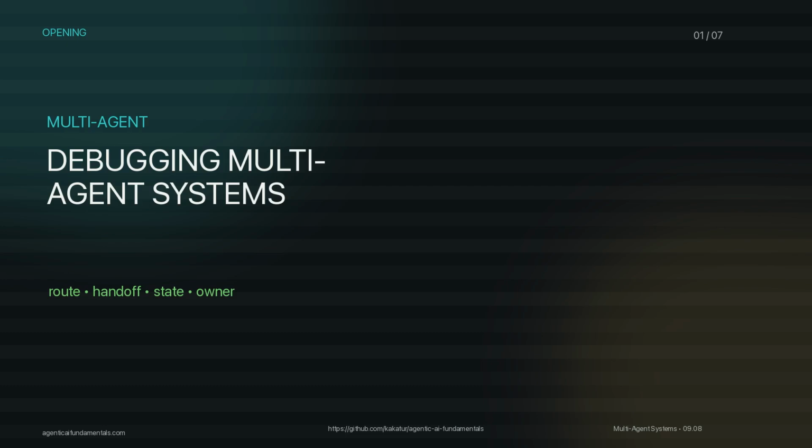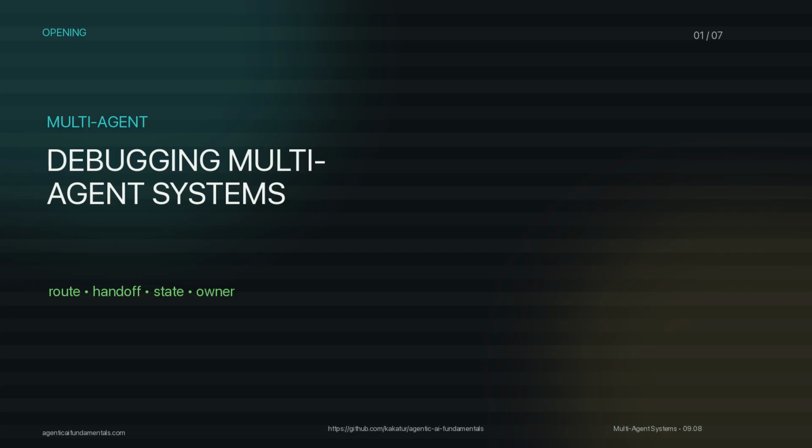When a multi-agent system fails, the final answer is usually the last symptom, not the first cause. The real bug may be a bad route, a missing handoff field, stale state, or two agents bouncing the same task forever. So the first debugging rule is simple. Debug the boundary. Do not start by reading every prompt.